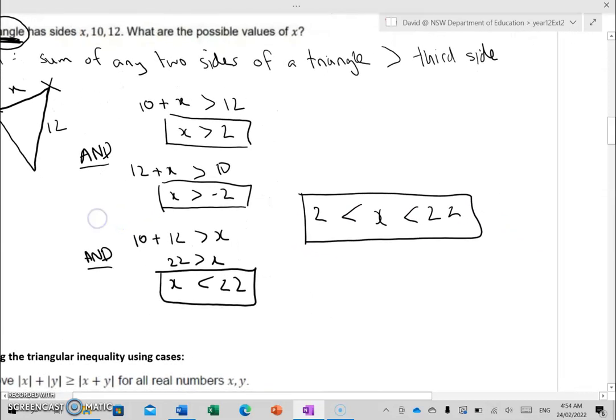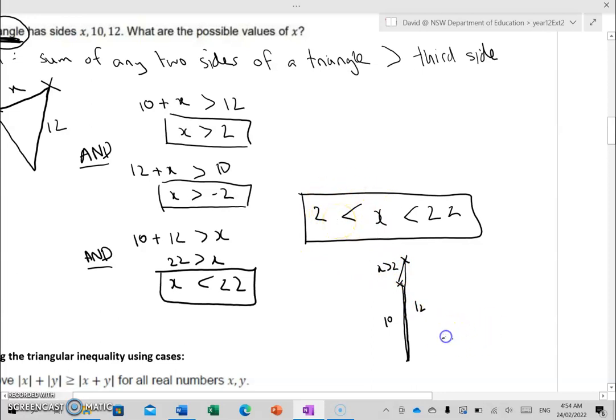Another way of thinking about it geometrically is imagine you had your 10 and your 12 right next door to one another, so that it was a very, very thin triangle. To connect and to close this triangle, x will have to be just slightly bigger than 2. So that's like the left hand side of the inequality there.